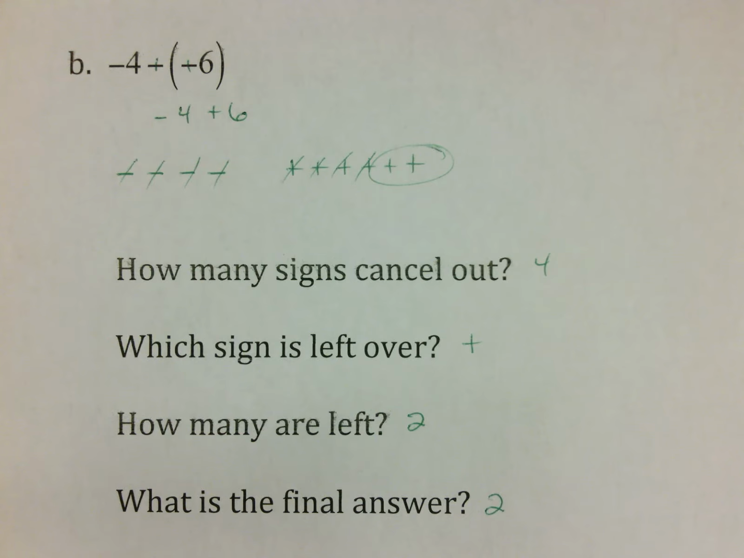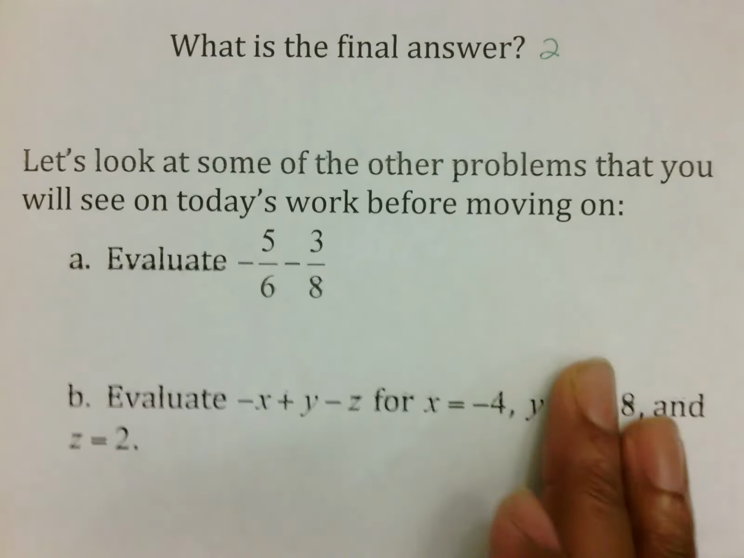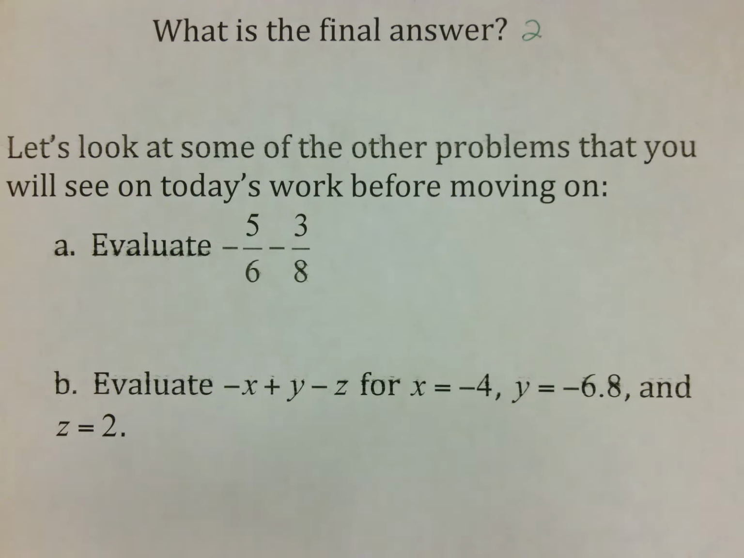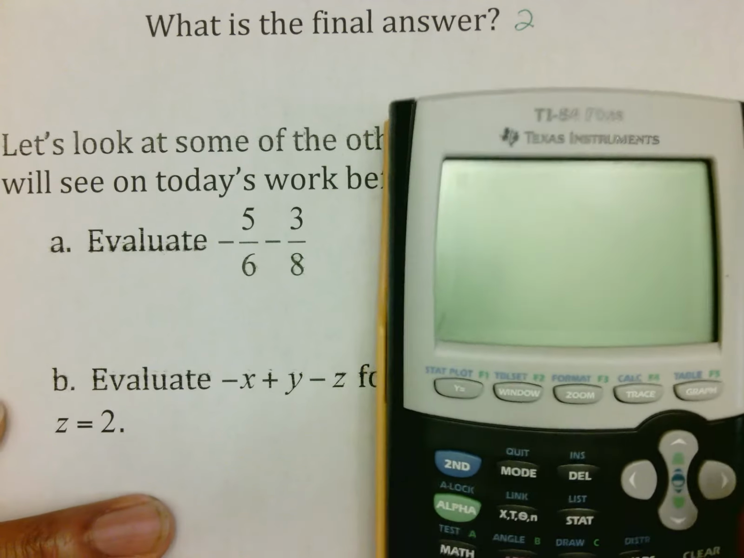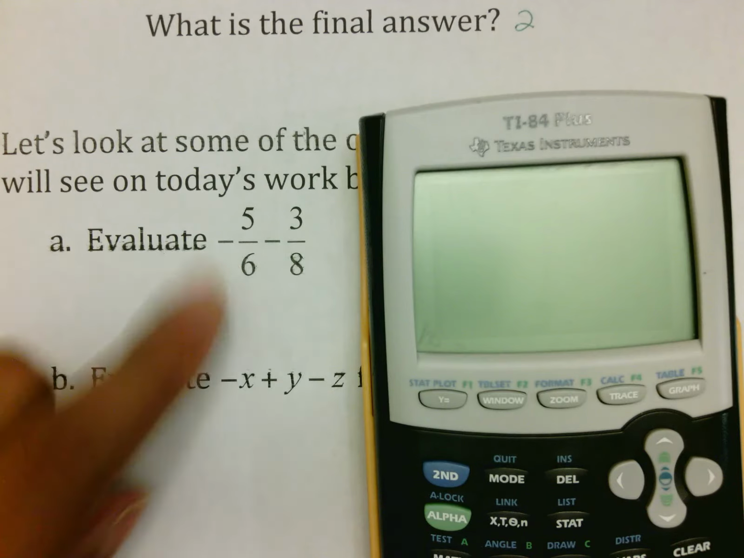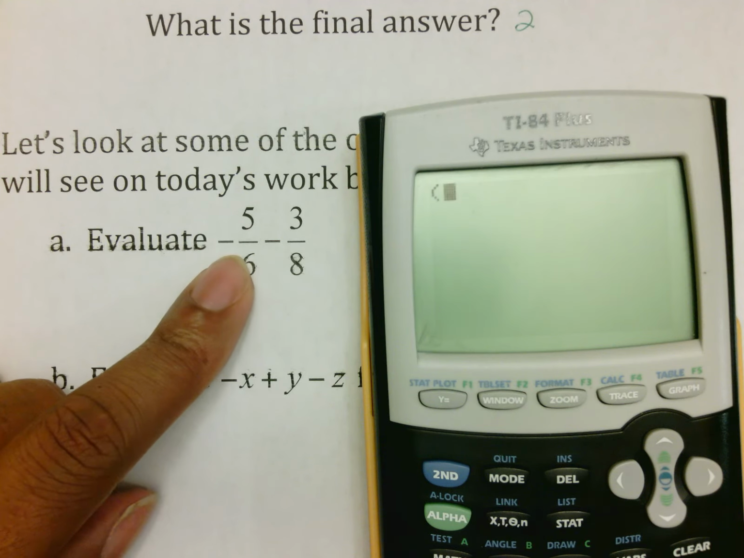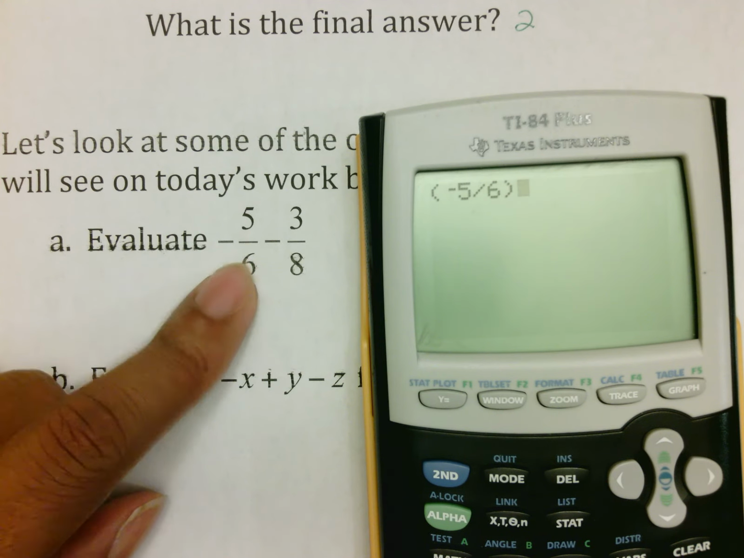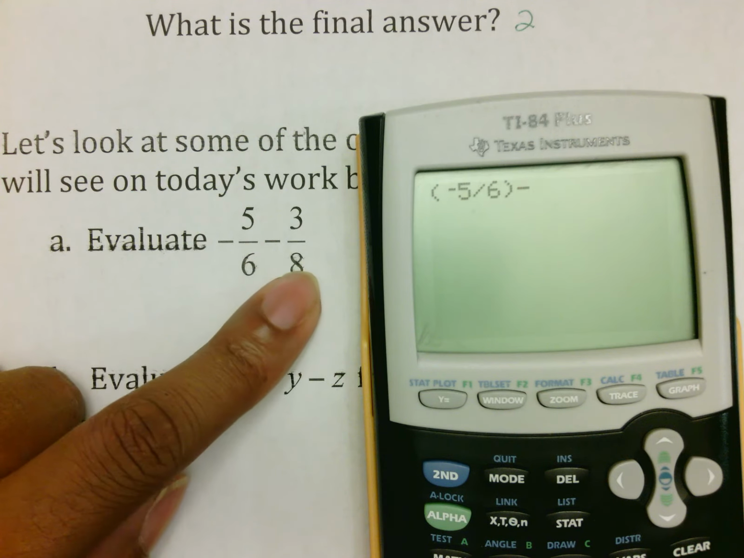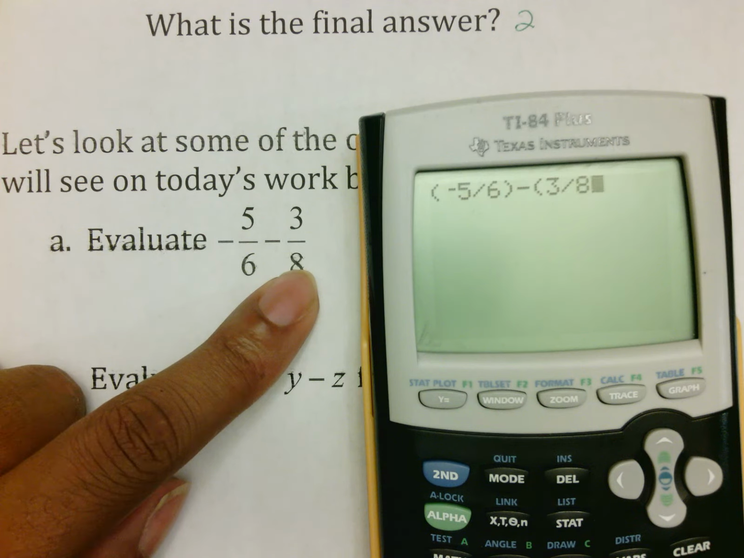Some other problems you're going to see today. We'll say evaluate negative 5/6 minus 3/8. I expect for you to do that with a calculator, or you can do it the old-fashioned way. But again, remember, just type in what you see. 5/6 is a fraction, so I open a parentheses, negative 5 divided by 6, close it, and then minus the fraction 3/8 is 3 divided by 8.